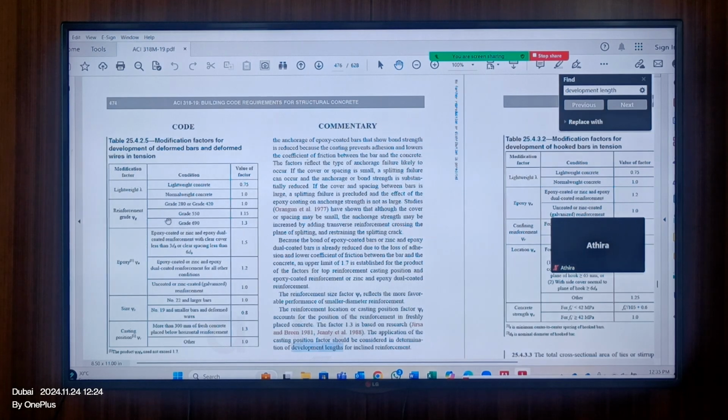Epsilon g is with respect to the grade of steel which you are using, like grade 420. Don't consider this as 420 millimeter square. I will show you this as well.